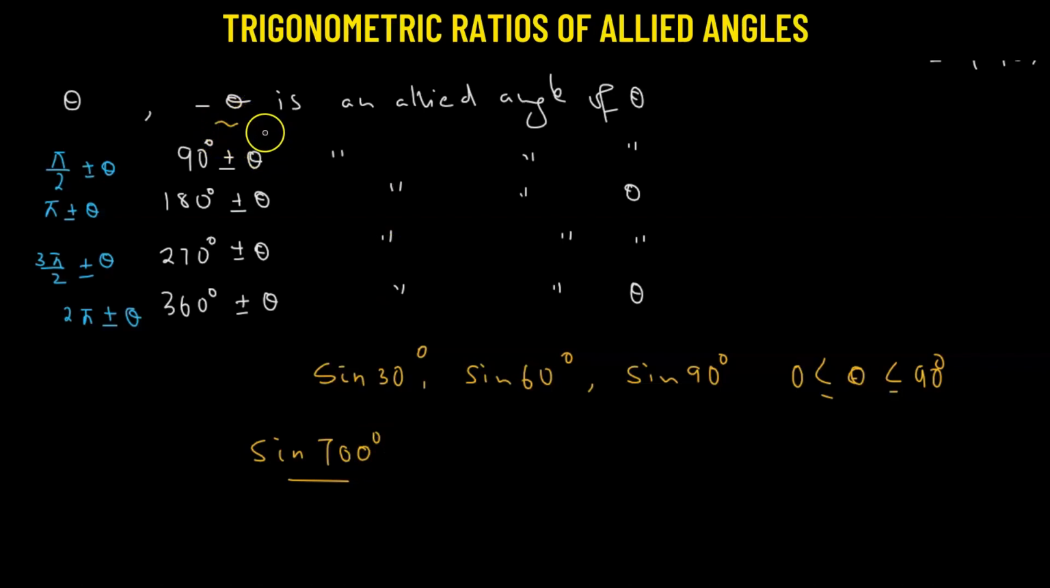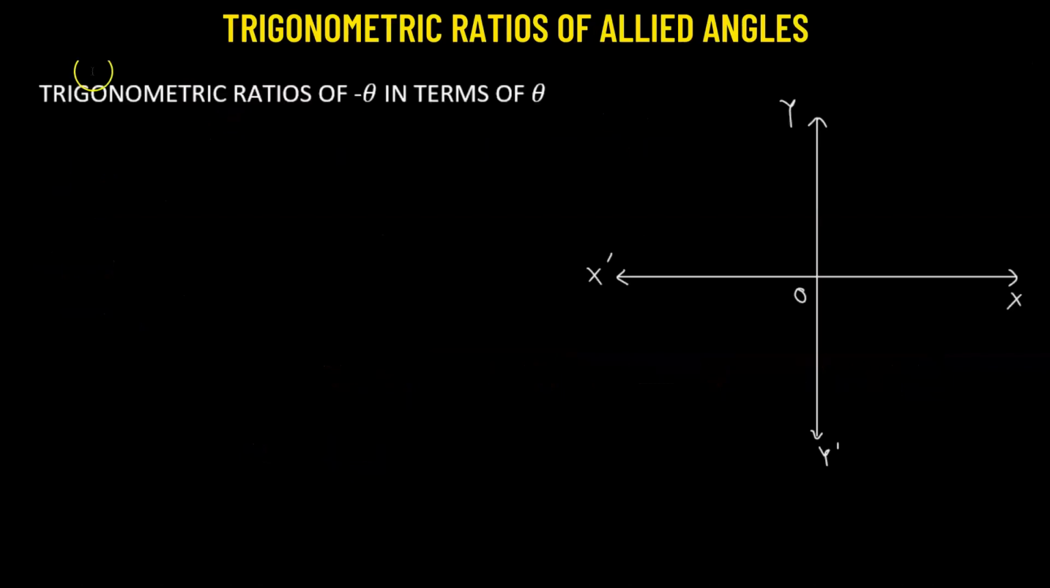So we'll first begin with negative theta. That means we will start with an angle theta and try to express it in terms of its allied angle negative theta. So we'll try to find the trigonometric ratios of different trig functions such that their angle is given in terms of negative theta instead of theta, and we'll try to represent them in terms of positive theta.